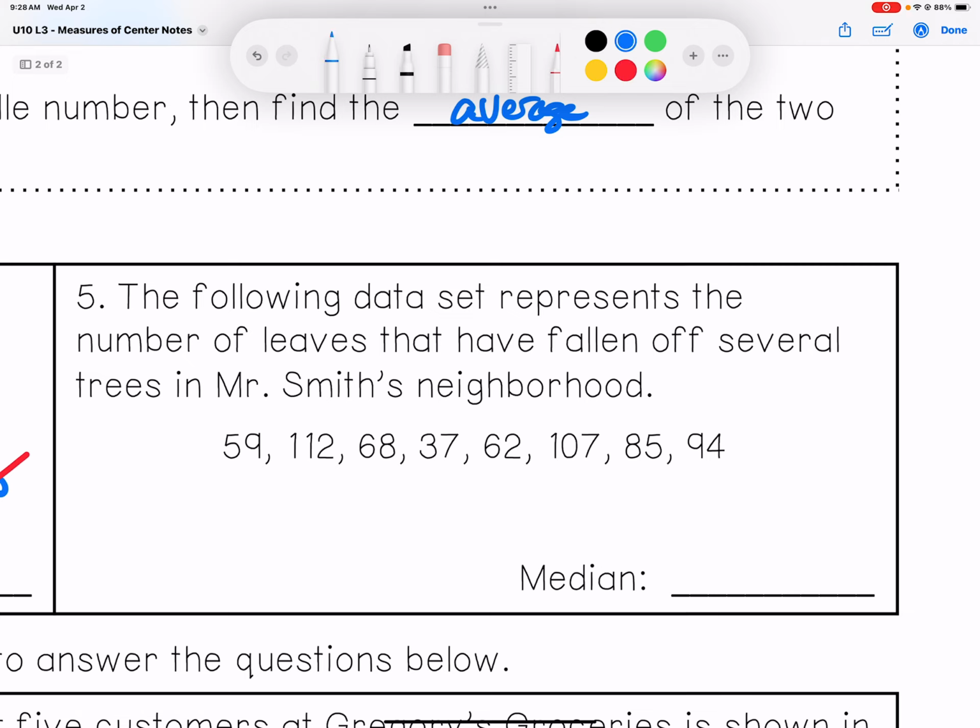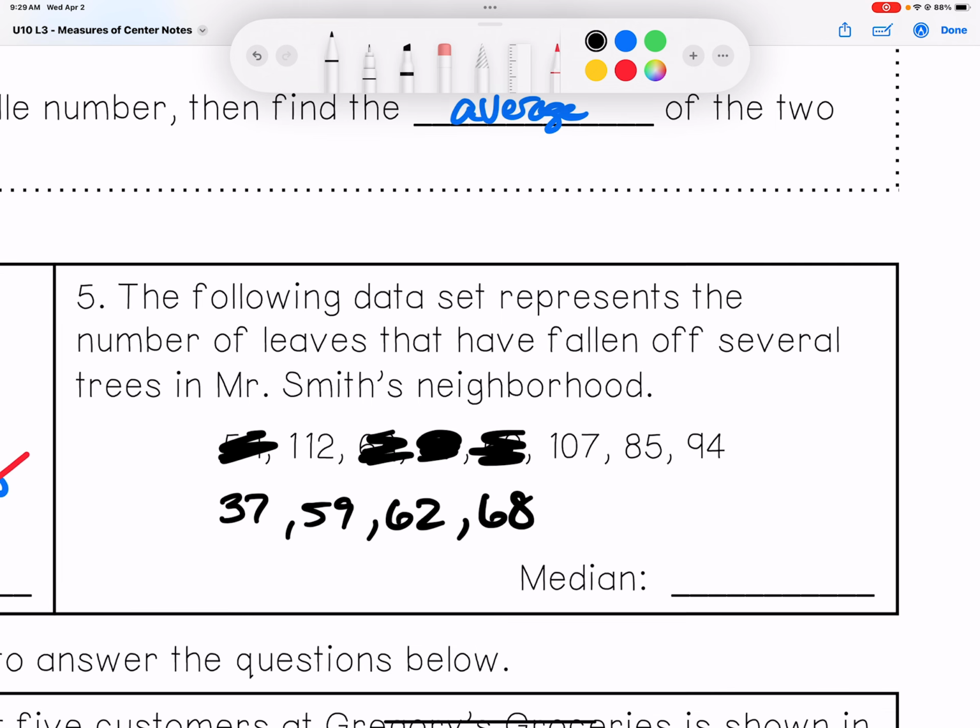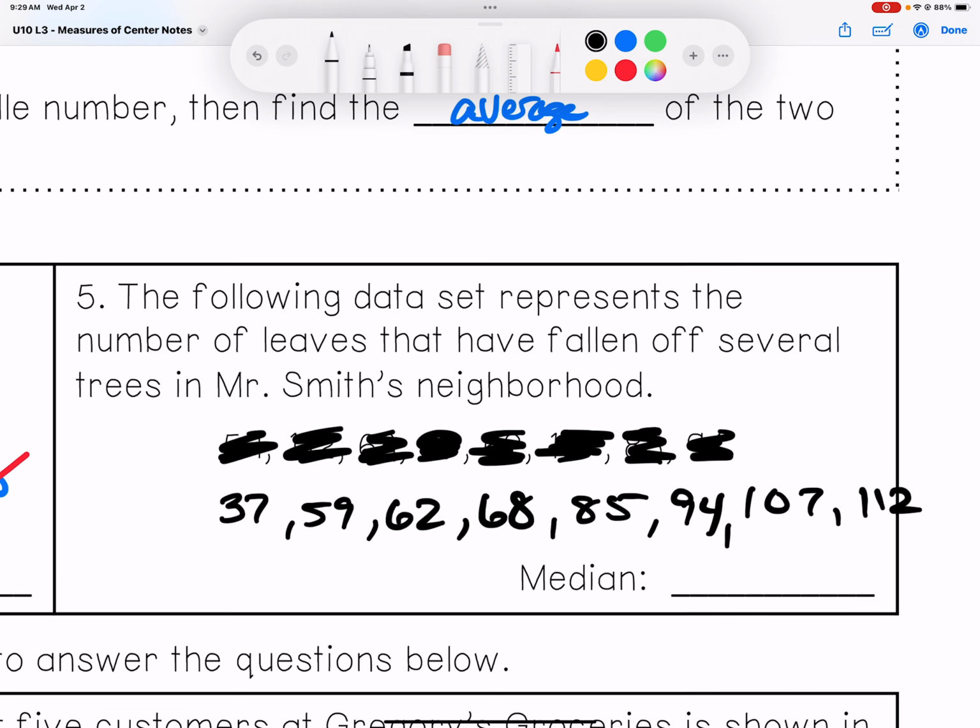All right, same thing here. You got to reorder them. Start with the smallest, which is 37. The next one is 59, 62, 68, 85, 94, 107, and 112. All right, there they are reordered.